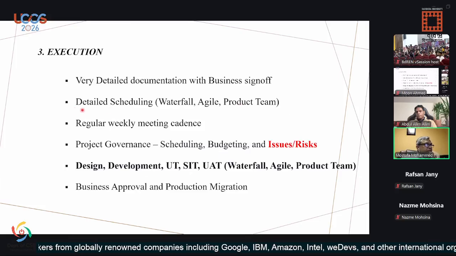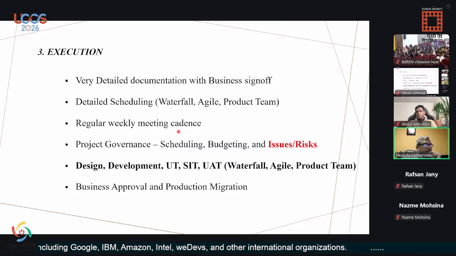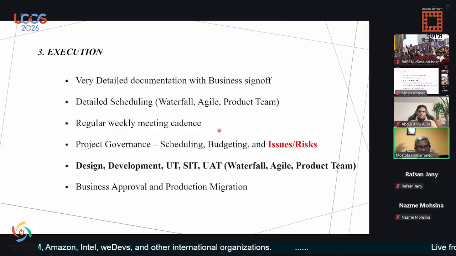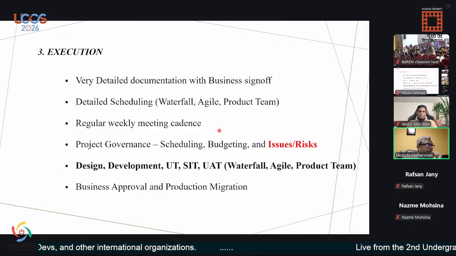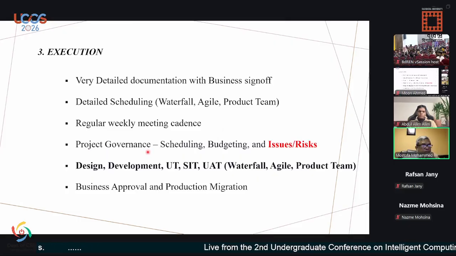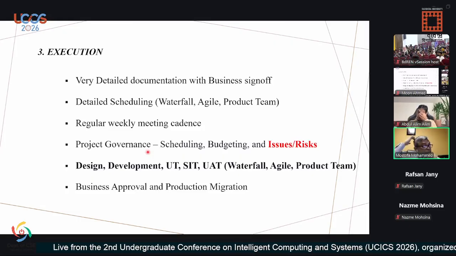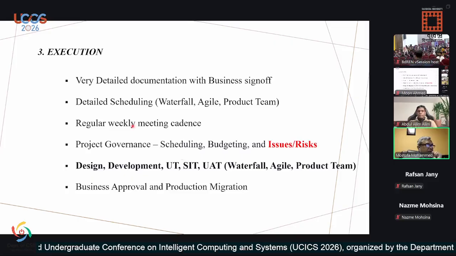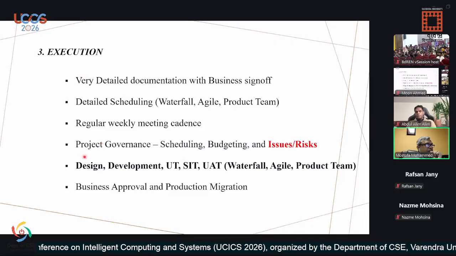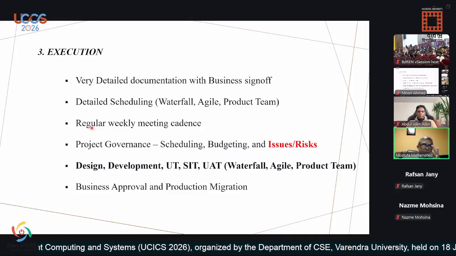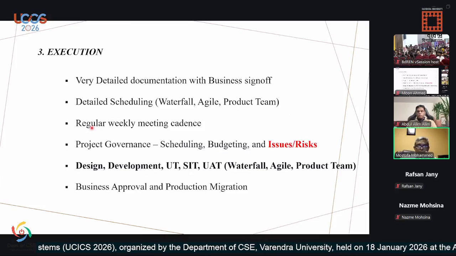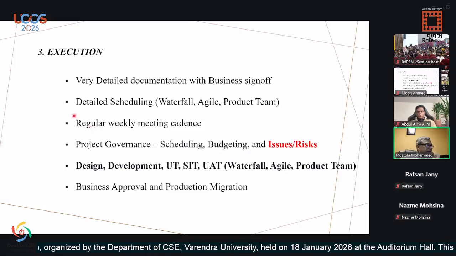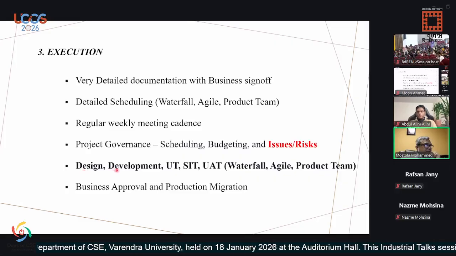Once you have the scheduling done based on the delivery methodology, there is a regular weekly team meeting that happens multiple times a week. And also we have the project governance, which includes scheduling, budgeting, risks and issues that are taken care of on a weekly basis. These four steps are mainly on the admin side, where you put the team together and you know the work. And this is exactly where the design, development, and unit tests sit.